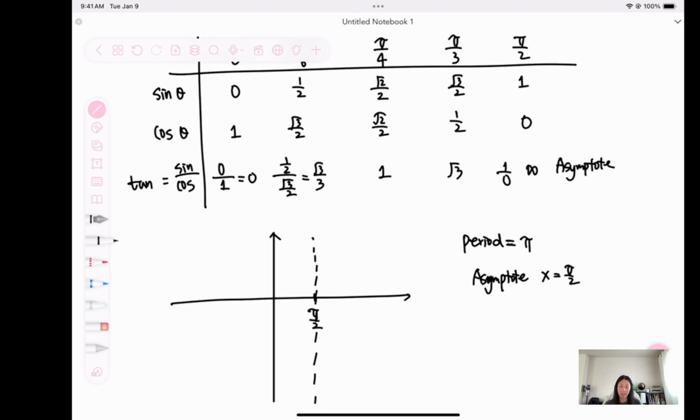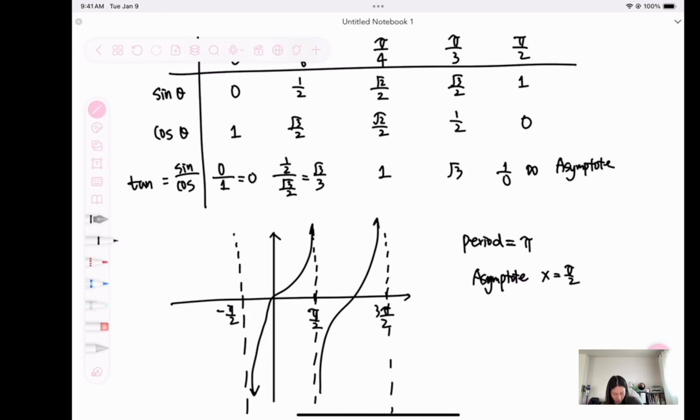That means what's the other asymptote? Well, you need to add another pi because they repeat every pi. So that means at 3 pi over 2, you get another asymptote, or you subtract. So that means at negative pi over 2, you will have another asymptote. So the graph looks this way. We drew 2 periods.